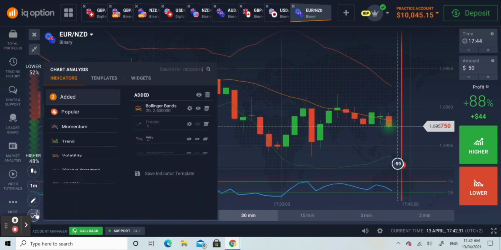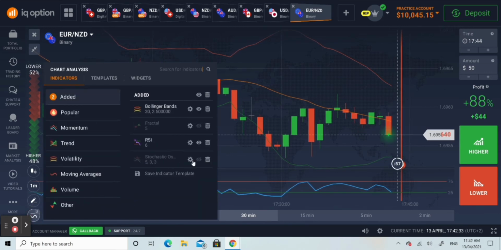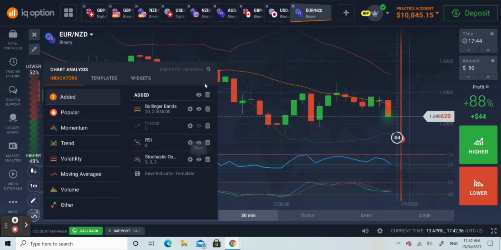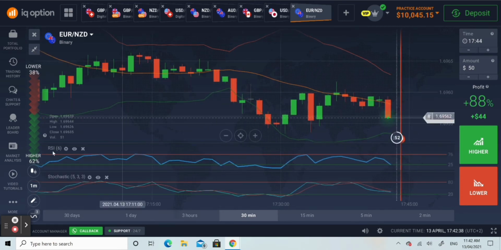The other indicator would be the stochastic. Now this is what the stochastic settings are.